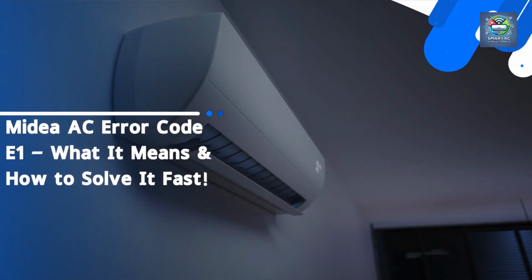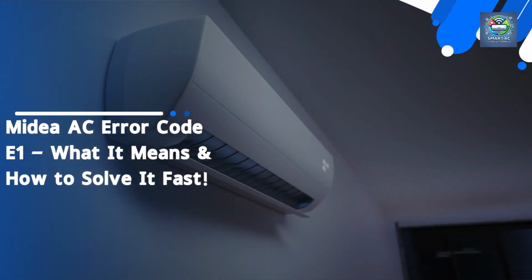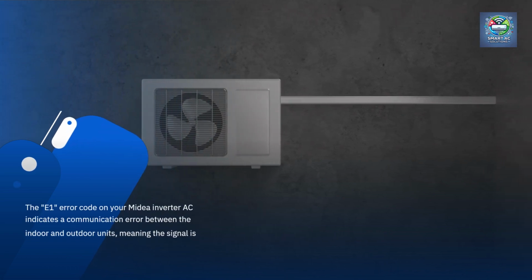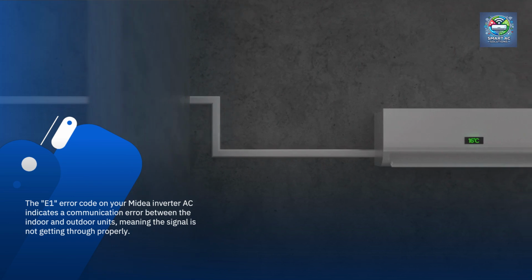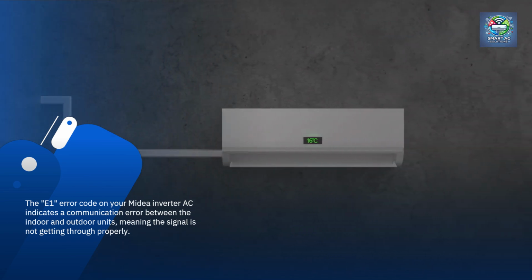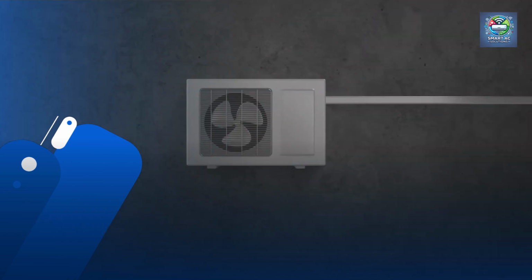Midea AC error code E1, what it means and how to solve it fast. The E1 error code on your Midea inverter AC indicates a communication error between the indoor and outdoor units, meaning the signal is not getting through properly.